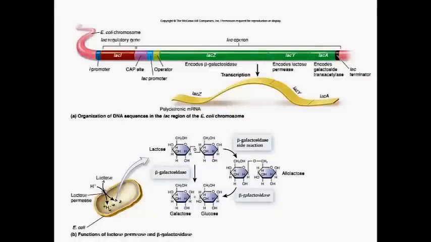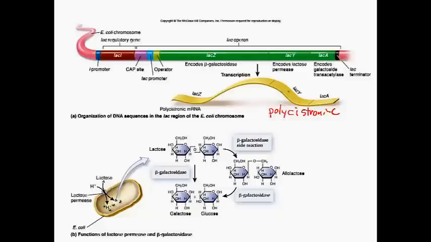And here's a picture, maybe a little bit better than what I drew, to orient you here. Here's the promoter with the operator and CAP site. Here's Z, Y, A. Here's the terminator. Here's the corresponding mRNA. Notice it's polycistronic because it contains coding information for all three genes in a single mRNA transcript.